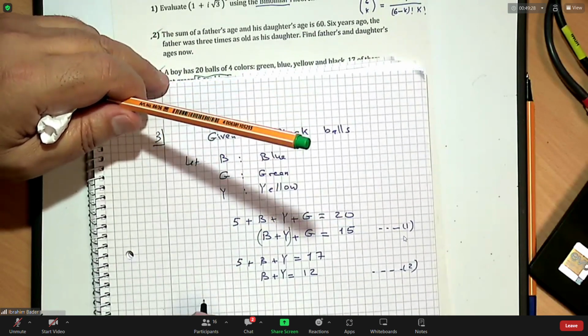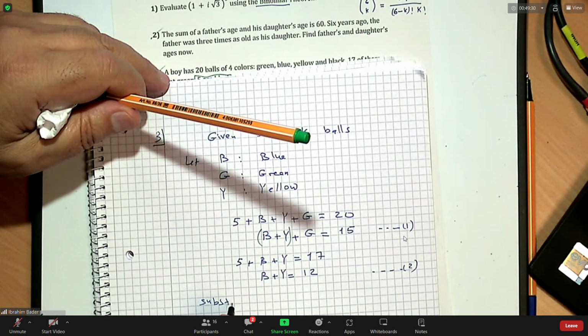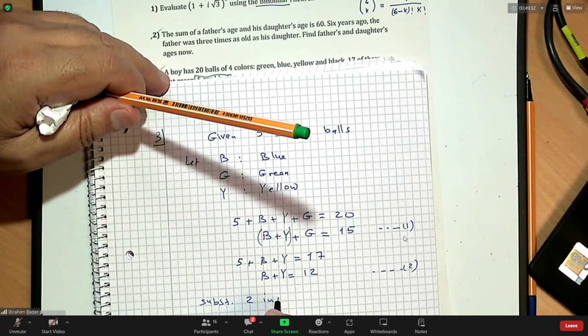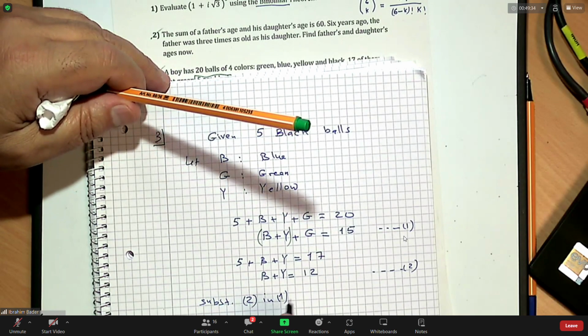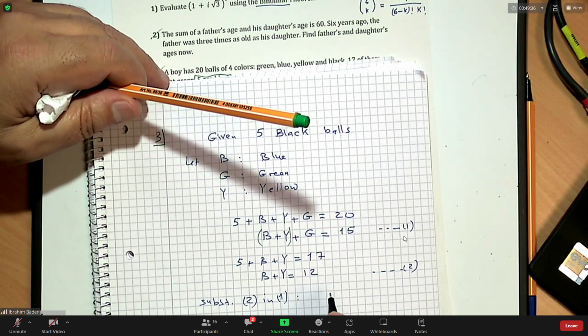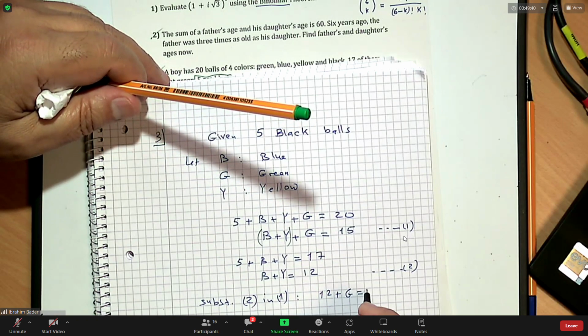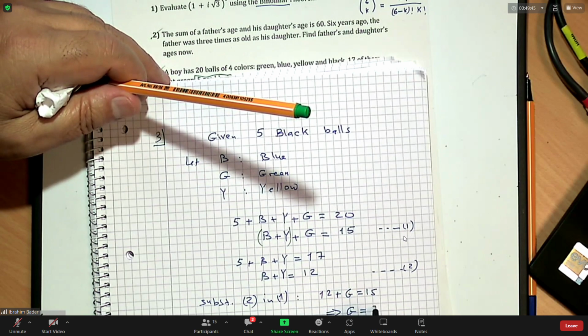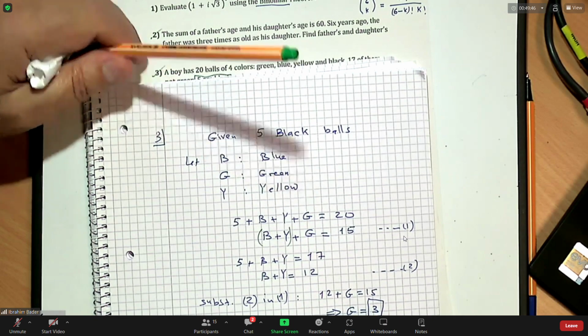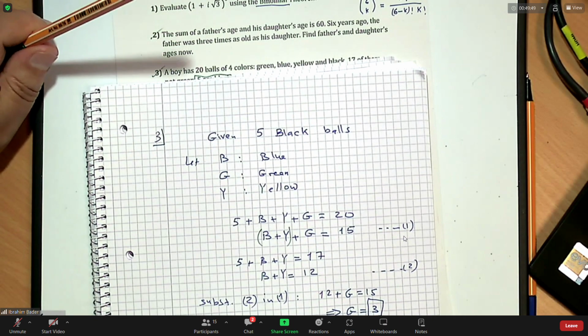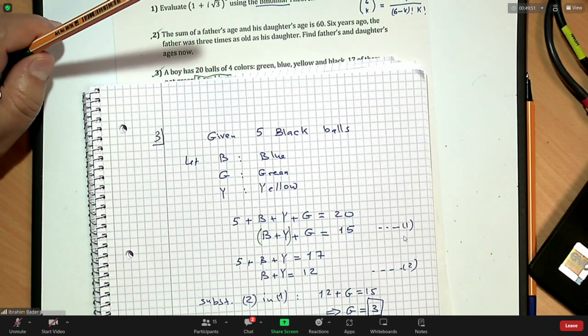Okay, so substitute 2 in 1. We get 12 plus G equals 15. And it follows that G is equal to 3. So this is the first thing. G is equal to 3.